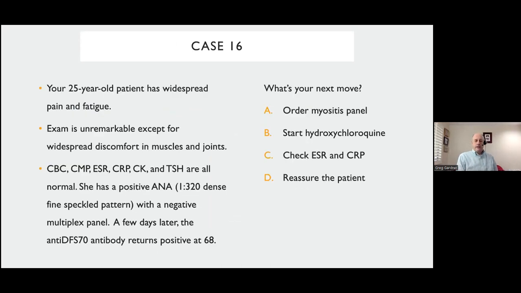All right, got another situation here. A 25-year-old patient has widespread pain and fatigue. Exam is unremarkable except for widespread discomfort in muscles and joints. She has a positive ANA with what's called a dense fine speckled pattern and a negative multiplex panel. A few days later, the dense fine speckled 70 antibody turns positive at 68. What's your next move?